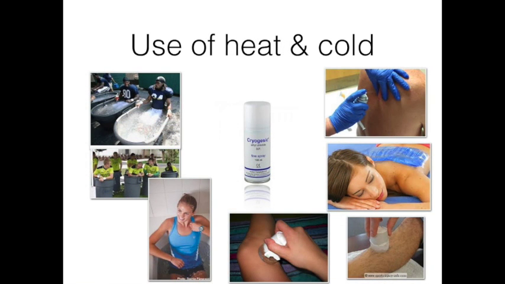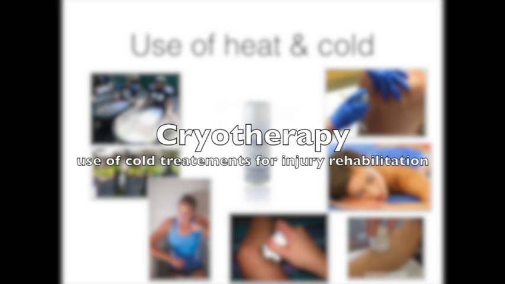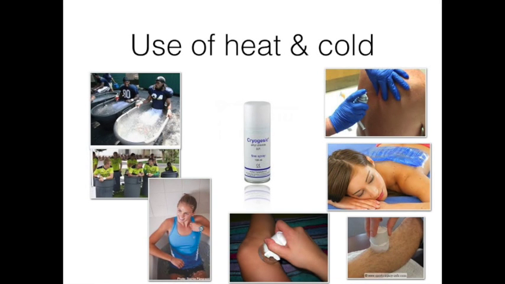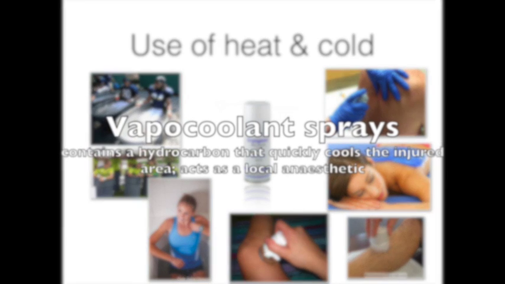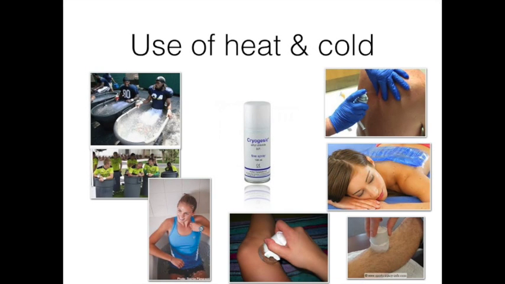The use of heat and cold. Cold therapies, also known as cryotherapy, reduce inflammation and swelling by reducing blood flow. Some examples include ice massage, where ice is rubbed gently over the injury for up to 15 minutes at a time. Ice water immersion, where the injured area is placed in a container of iced water for short periods of time. And vapocoolant sprays. These are sprays which cool affected areas quickly and help prevent muscle spasms. They act like a local anaesthetic.